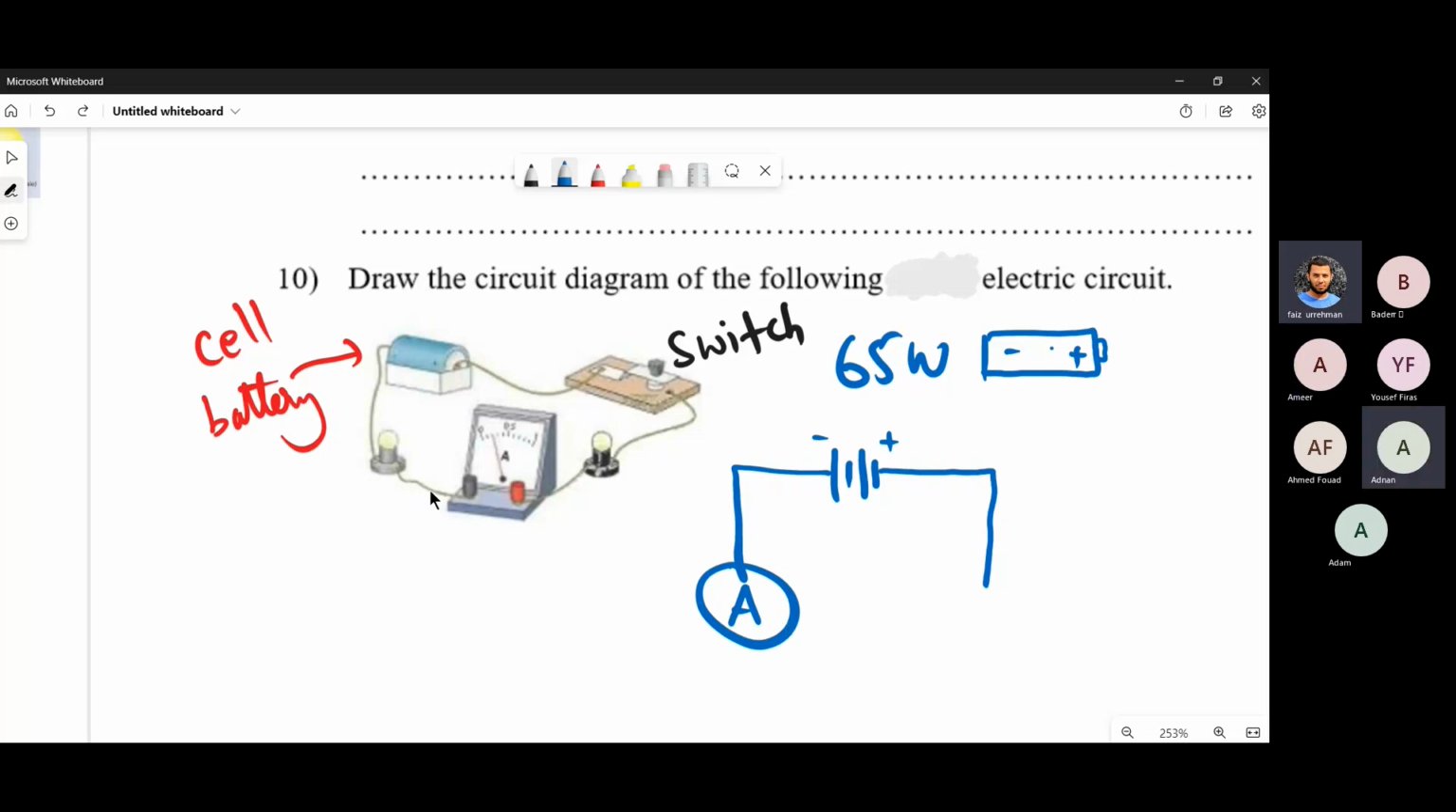Now, what are the devices connected? There are two bulbs connected, right? I will make a circle and X. You can make a circle and X, and you can make it like this also. If your answer key says make X, I will make X. No problem. So the bulbs are represented by X. And then there is one thing missing, the switch. You can just make it like this. It is open, an open circuit.